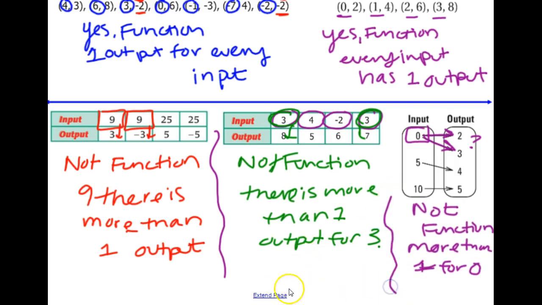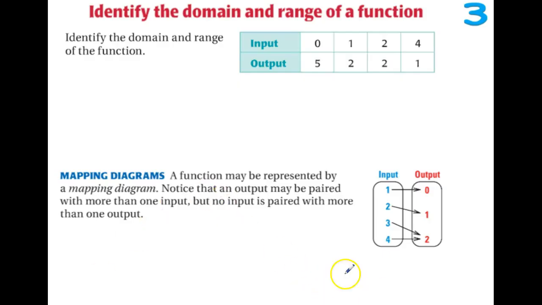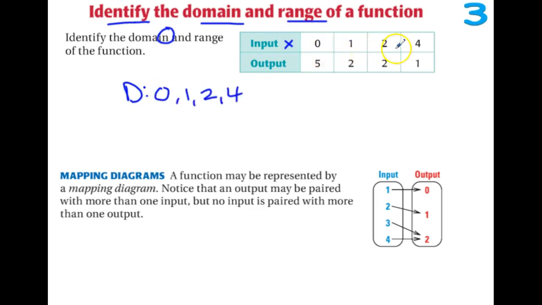Don't mind my messy handwriting, I apologize. Alright, let's move on, flip over to the next slide. Now, they're not asking us whether or not this is a function, they're asking us to identify the domain and range of the function. Our domain is really what we're plugging in. In this equation, our input for x is 0, 1, 2, and 4. And then our range, what we get out, our y values, 5, 2, 2, and 1. If you don't want to write 2 more than once, you don't have to because it's the same thing.